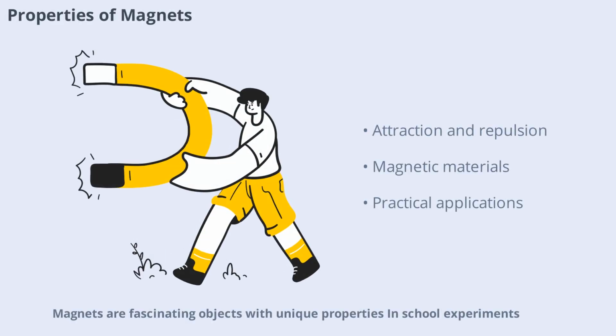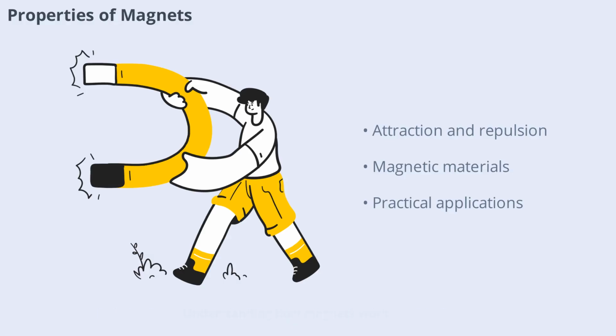Magnets are fascinating objects with unique properties. In school experiments, you might learn that magnets attract certain metals, have north and south poles, and can repel or attract each other depending on the poles. These properties are not only important for science exams, but also have practical applications in technology and industry. Understanding how magnets work and being able to classify materials as magnetic or non-magnetic will help you answer questions accurately. Remember to practice with real objects to reinforce your understanding.